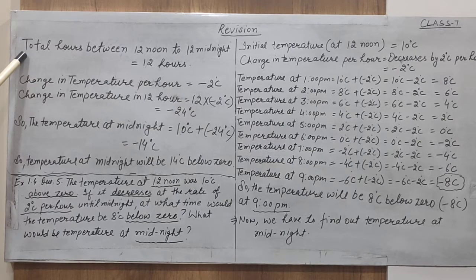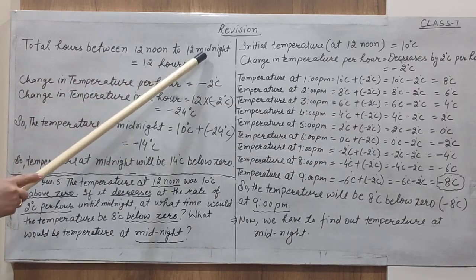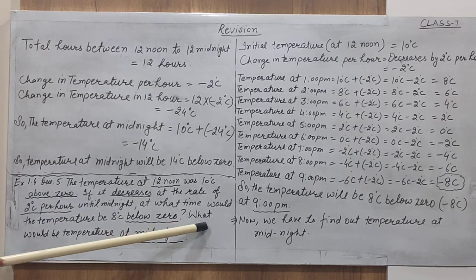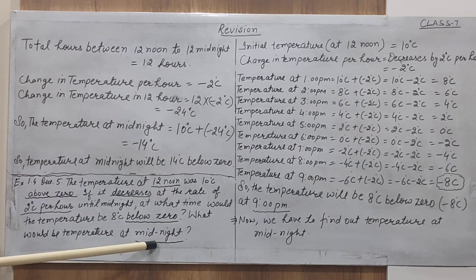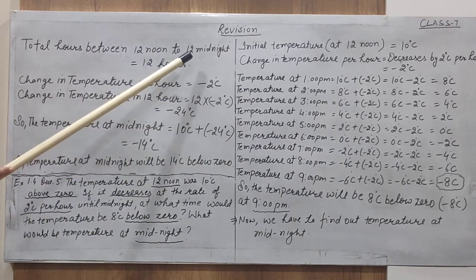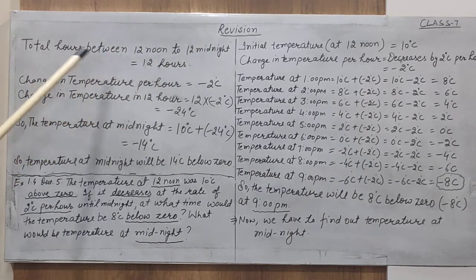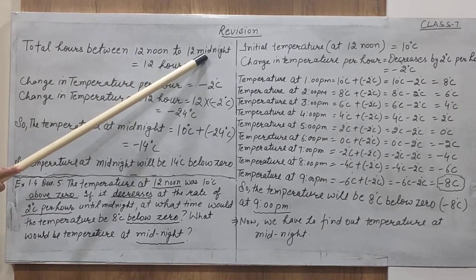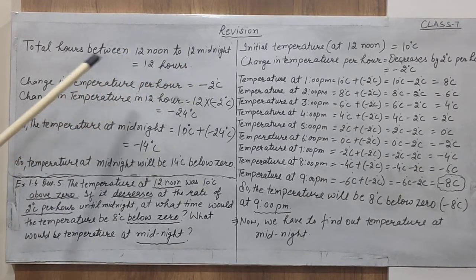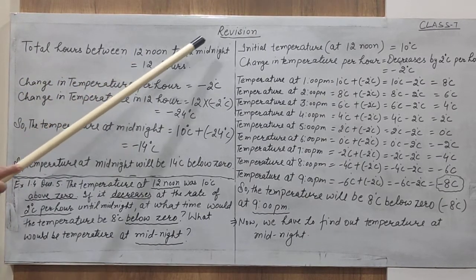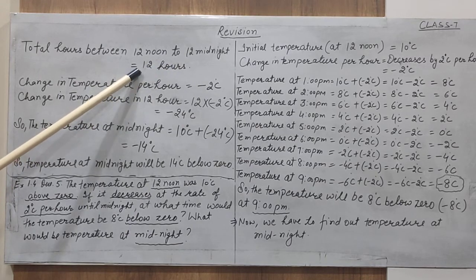Now understand the first statement. Total hours between 12 noon and 12 midnight, because we have to find out, see the second part, what would be the temperature at midnight. Midnight means 12 a.m., that is 12 of midnight. Alright, 12 noon means dupehar ke 12 baje se lekar hame raat ke 12 baje, that is 12 a.m. tak ke beech mein hame total hours dekhe hain. How many hours are there? Total hours between these two timings, that is 12 hours.